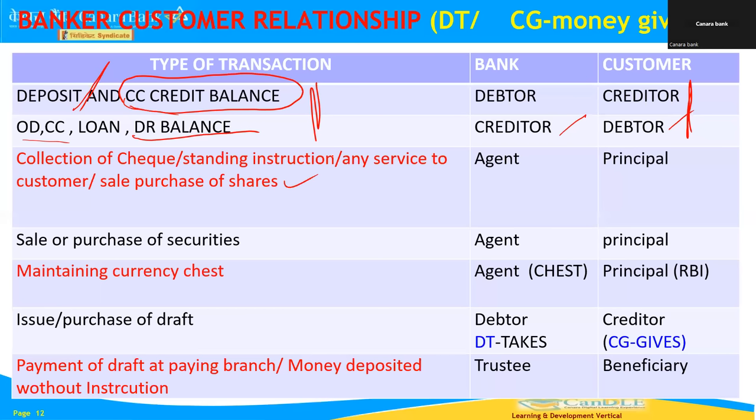Now comes to sale or purchase of securities. If the customer has asked you to purchase or sell securities on his behalf, same: he is the principal, you are acting as an agent. When you understand the concept, you need not memorize anything. Just try to understand the concept. Maintaining currency chest. Remember, the currency chest is maintained by Reserve Bank of India, not by your bank. Reserve Bank of India is principal, your currency chest is agent for RBI. That's why, when the currency chest comes into the picture, principal is RBI, agent is your currency chest.